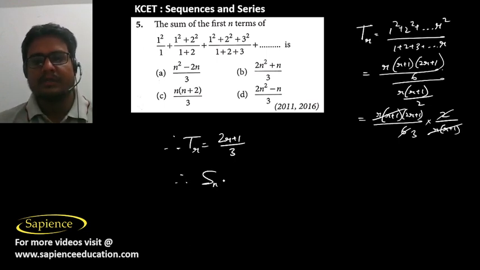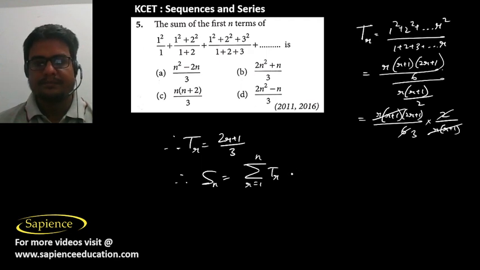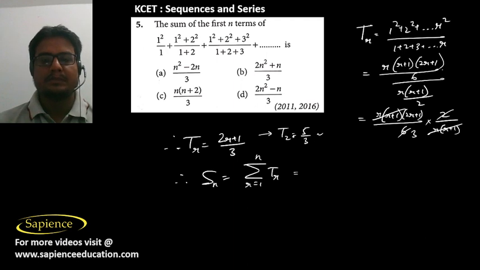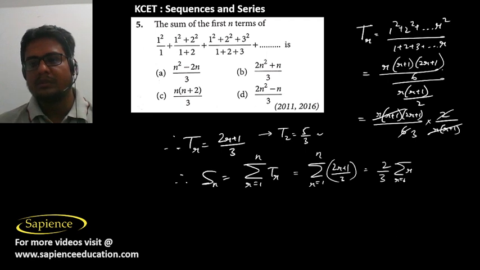Now therefore the sum of n terms, that is summation tr, where r is going from 1 to n. So here we can verify also. Here the second term is how much? It is (1 plus 4) by 3, that is 5 by 3. Now here also if you put r equal to 2, that will be 5 by 3. So summation r equal to 1 to n of (2r plus 1) by 3. So this we can write as 2 by 3 into summation r, r goes from 1 to n, plus 1 by 3 into summation 1, r goes from 1 to n.